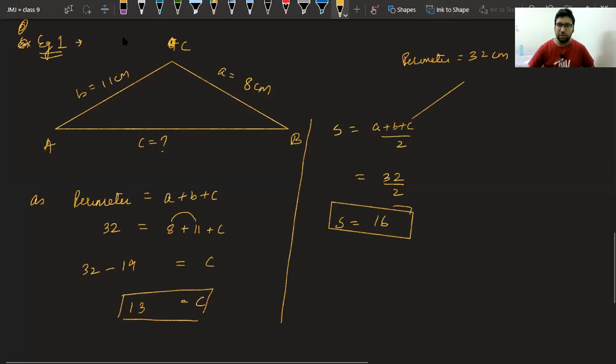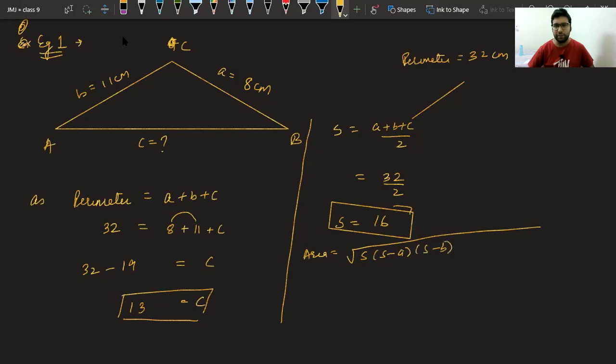Now, the last thing, area of the triangle. The formula we all know is the square root of S into S minus A, S minus B, S minus C. Put the values and it is very easy now. S is 16, 16 minus A, A is 8, 16 minus B, B is 11, 16 minus C, C is 13.